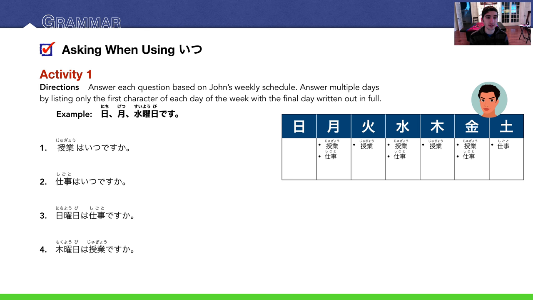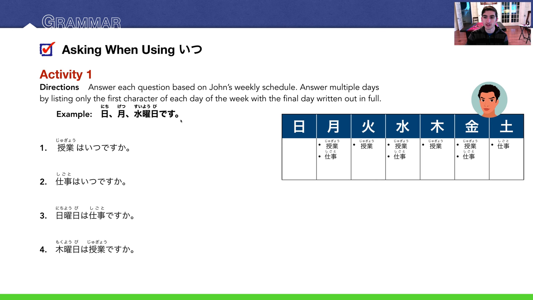Activity one, answer each question based on John's weekly schedule. Here's John to the right. Answer multiple days by listing only the first character of each day of the week, with the final day written out in full. I have an example here of that. If you want to say Sunday, Monday, and Wednesday, you can list it like this.